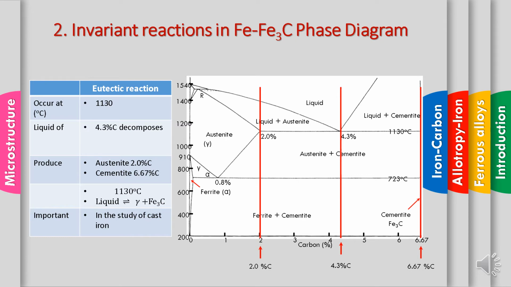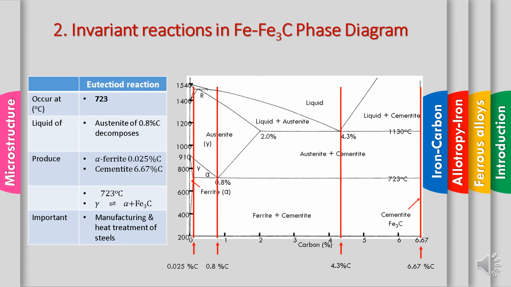And then for the eutectic reaction, at this point we have 4.3 percent carbon, which is liquid. Then we produce austenite at 2.0 percent carbon, and also cementite at this point, which is 6.67 percent carbon. At this point the liquid transformation takes place. Liquid will transform straight away to austenite plus cementite. This is very important because we can study cast iron. The cast iron region is from 2.0 percent carbon up to this line.